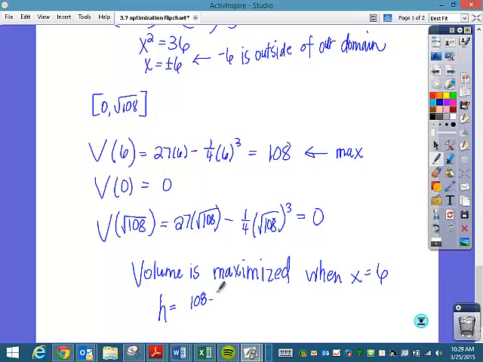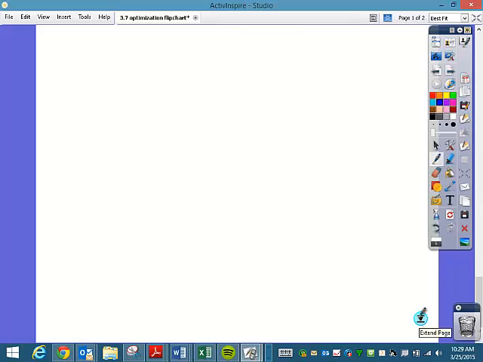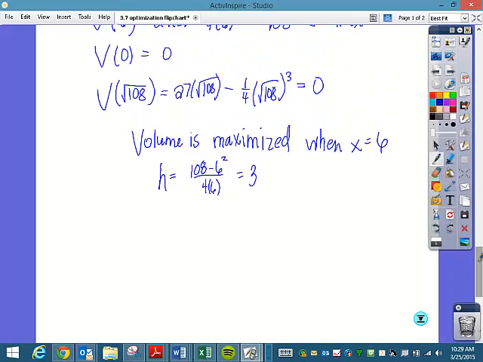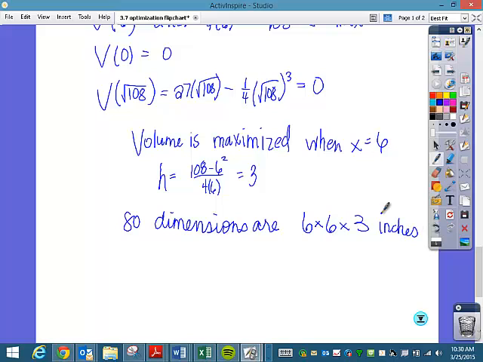Our height is 108 minus 6 squared over 4 times 6, which is 3. So that means the dimensions are 6 by 6 by 3. The length is 6, the width is 6, and the height is 3 inches. And that's how you maximize your volume.